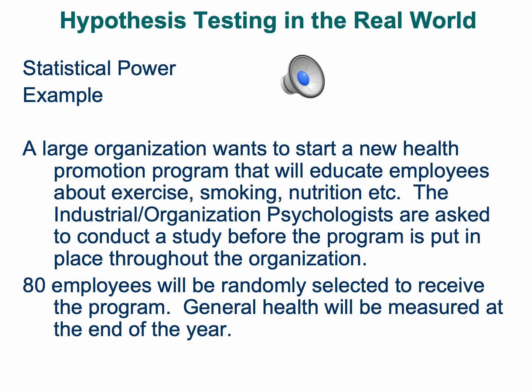A large organization wants to start a new health promotion program that will educate employees about exercise, smoking, nutrition, and so on. The industrial organizational psychologists are asked to conduct a study before the program is put in place throughout the organization. 80 employees will be randomly selected to receive the program. Their general health will be measured at the end of the year. So now general health is a dependent measure. It's the thing that you're going to compare, test the hypothesis on.